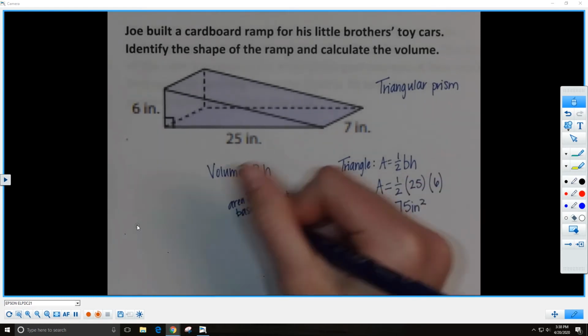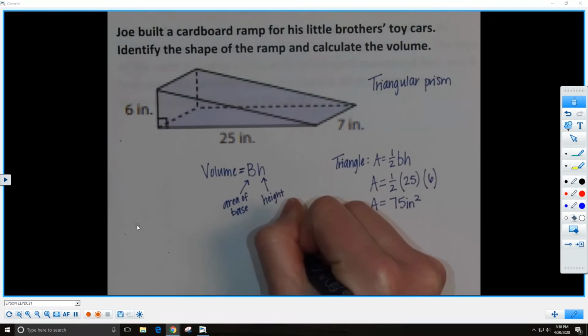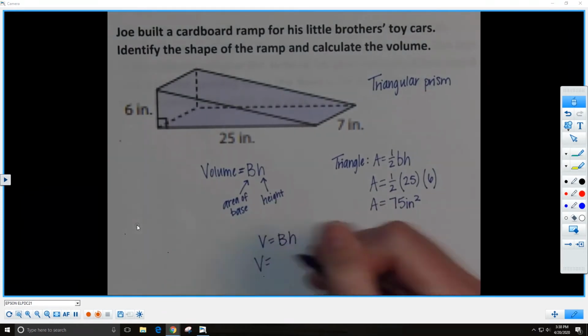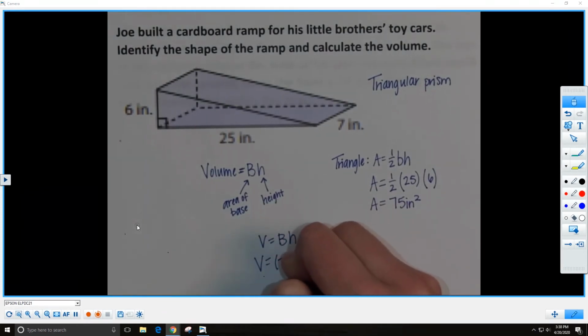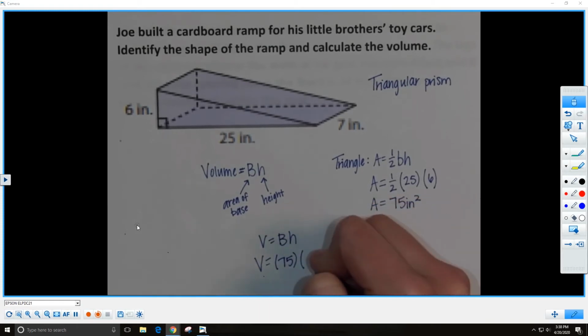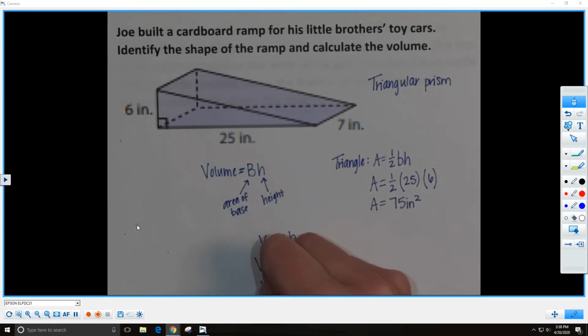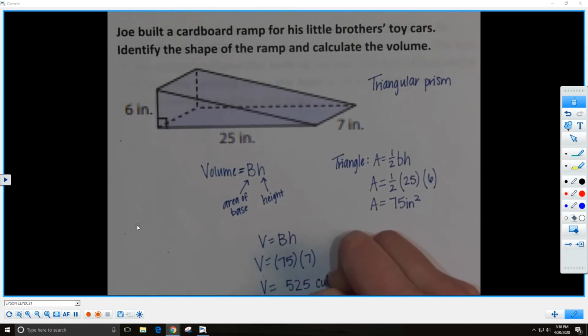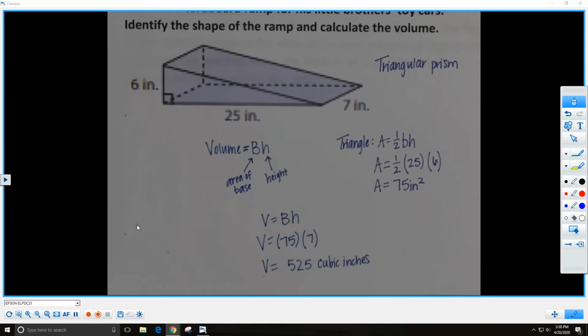Okay, so going back to this formula of the area of the base times the height, we said that the area of the base, which was the area of that triangle, was 75 square inches multiplied by a height of 7 inches, which gives you a volume of 525 cubic inches. So the volume of the ramp is 525 cubic inches. Okay, let's try another one.